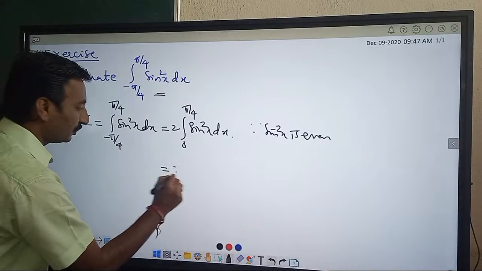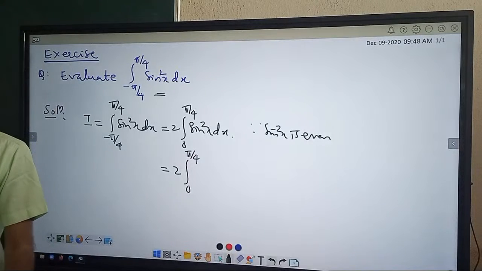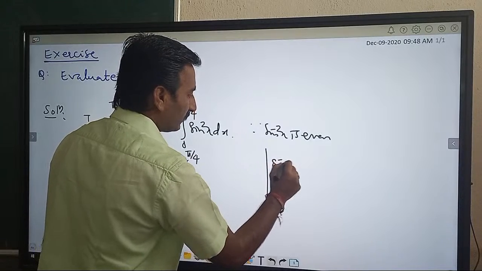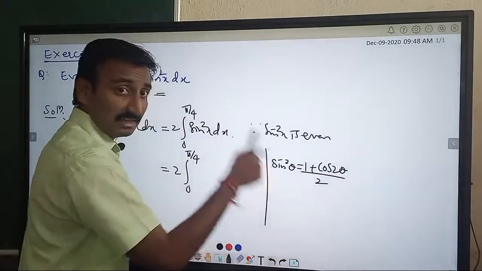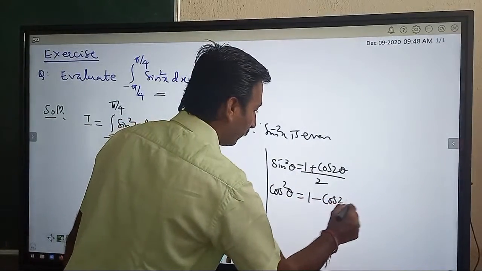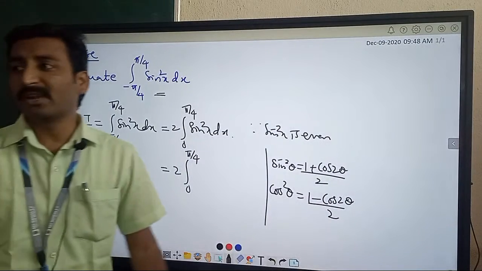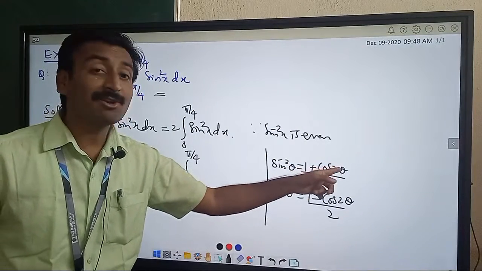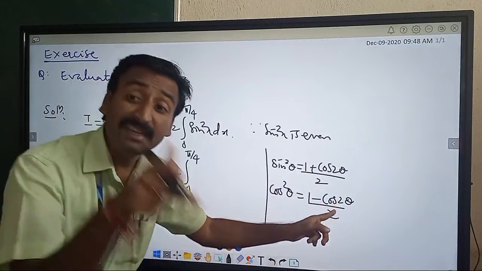Now look at this, 2 into integral 0 to pi by 4. You know very well sin square theta and cos square theta, two very important results. One is, I told you, sin square theta is always 1 minus cos 2 theta whole divided by 2. Cos square theta is always 1 plus cos 2 theta, whole divided by 2. The same result I often use for the half angle. You should not be confused with the half angle. Sin square theta by 2 equals 1 minus cos theta whole divided by 2. Cos square theta by 2 equals 1 plus cos theta whole divided by 2.